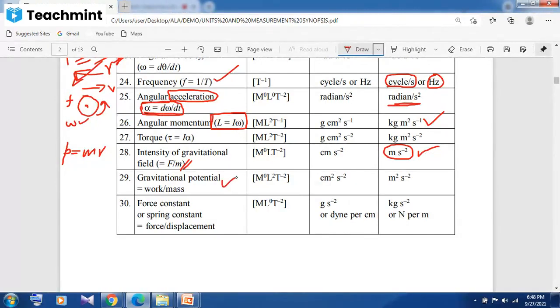Next, gravitational potential, that is also work by mass. So meter square per second square.